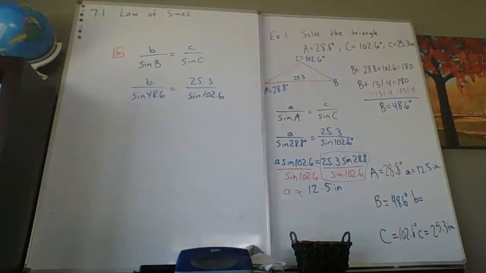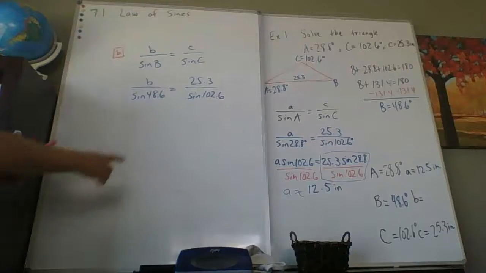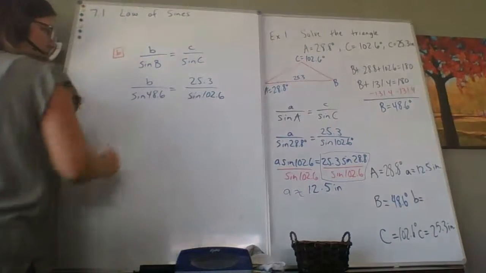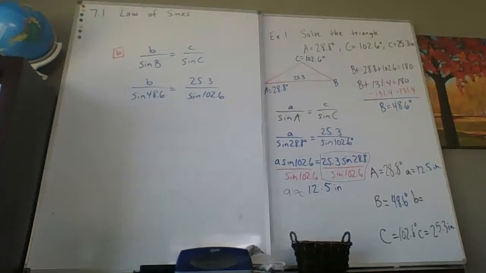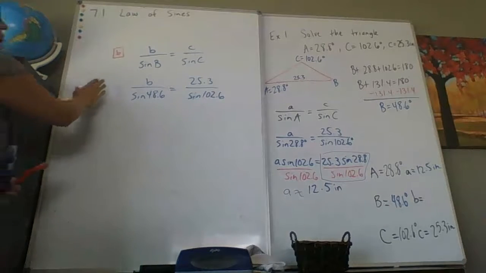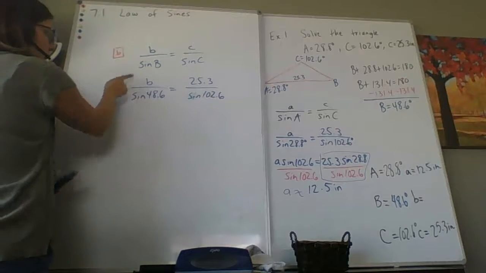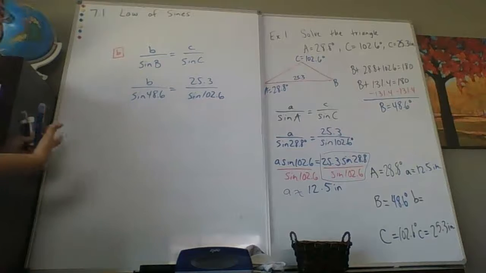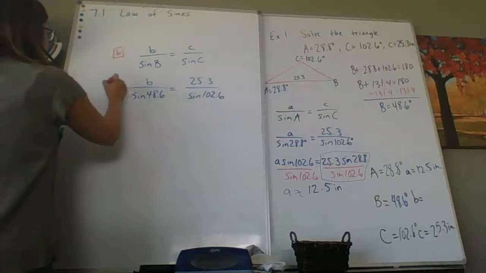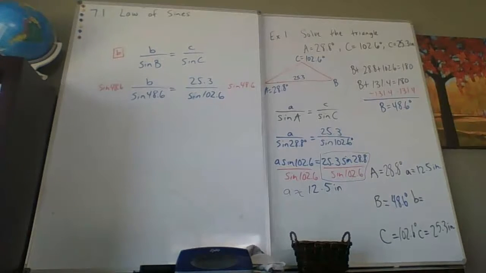Plugging in the numbers, we get B over sine of 48.6 equals 25.3 over sine of 102.6. Notice the right-hand side ended up being exactly the same. I will show you the other method now of solving, which is multiplying both sides by the sine of 48.6. Since my b is on top, I have that luxury. Of course, if you prefer to cross multiply, that is still an option. If the variable you're looking for is not on the top, cross multiplication is definitely the way to go.